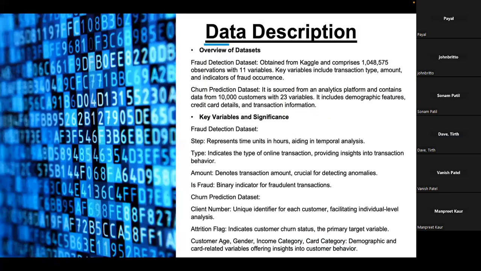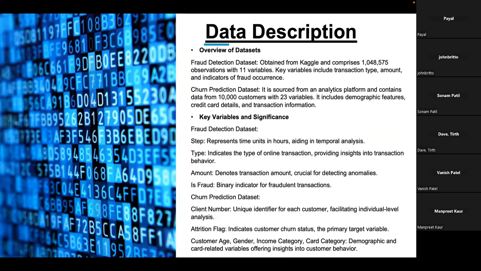First, let's talk about the fraud detection dataset. This dataset is obtained from Kaggle, containing over a million observations with 11 variables. Key variables here include transaction type, amount, and an indicator of fraud occurrences. These elements are essential for our fraud detection analysis.